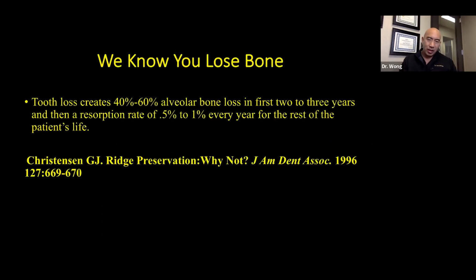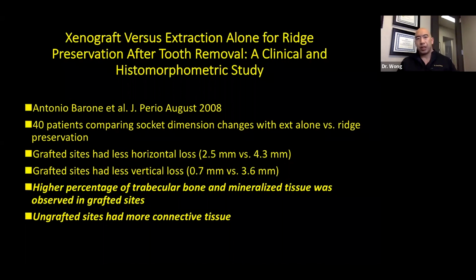When you look at the studies and the research, and this is very beautifully summarized in a very simple paper by Gordon Christensen, a 2-page paper, tooth loss creates 40 to 60% bone loss in the first 2 to 3 years after the tooth is removed. And then you continue to get a resorption rate of 0.5 to 1% for the rest of your life. So it doesn't ever stop unless you put an implant in, because you don't have that stimulation of the jawbone.